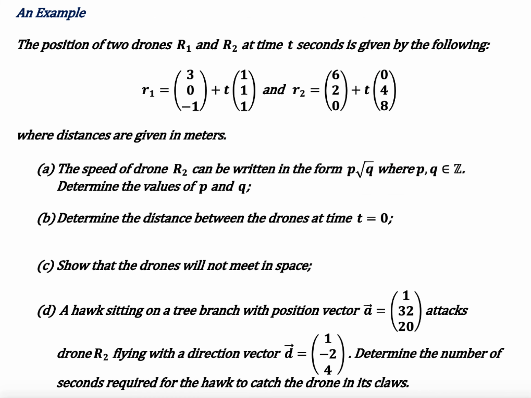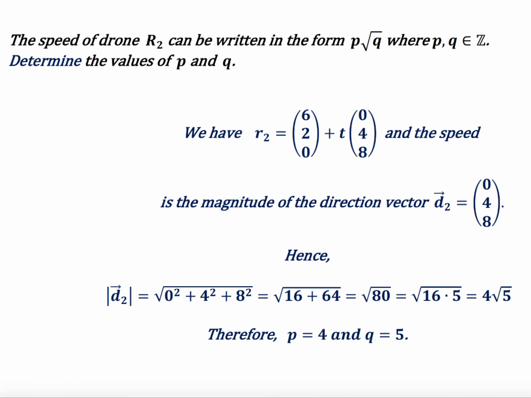So let's look again at the position of two drones, drone 1, drone 2. These distances are in meters with respect to time in seconds, and we'll run through 4 components here, and we'll take it piece by piece. Apparently the speed of drone r sub 2 can be written in this simplified radical form. Let's determine the values of p and q, and we'll see the rest of these as we unfold, where at time 0 we show they will not meet, and then given that there's a hawk sitting on a tree branch that flies at a certain point, let's show that the hawk does actually capture, as it turns out, drone 2.